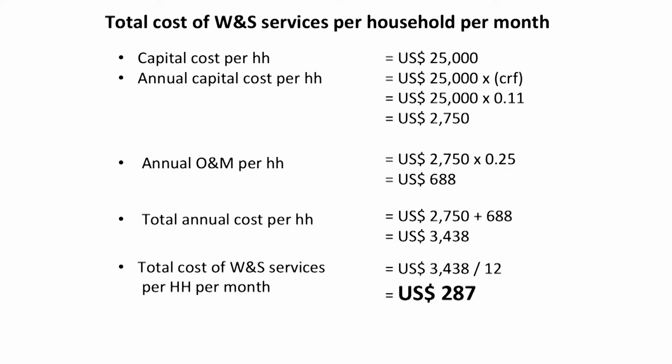Next, we want to estimate the annual O&M cost. We assume this is 25% of the annual capital cost. $2,750 times 0.25 is $688. To calculate the total annual cost, we add the total annual capital cost and the annual O&M cost. The result is $3,438. To calculate the total cost per month per household, we divide this amount by 12. The result is $287. Throughout here, we're rounding up to the nearest US dollar.